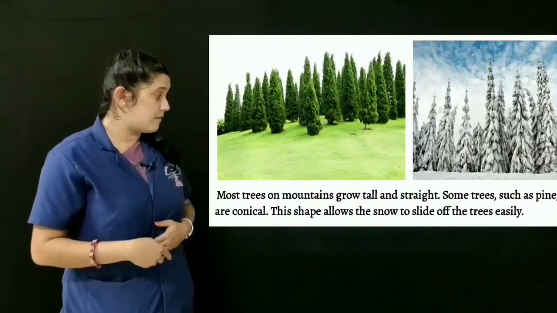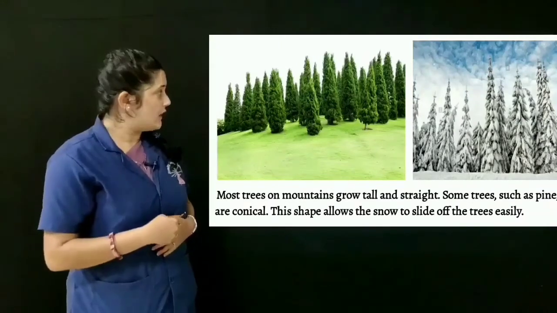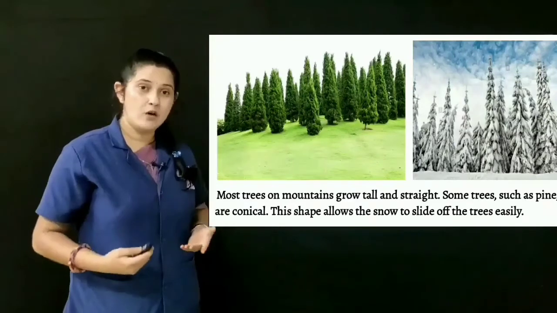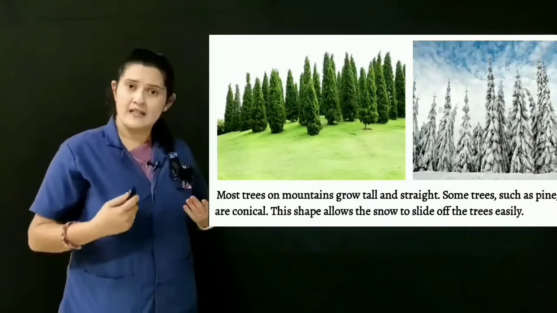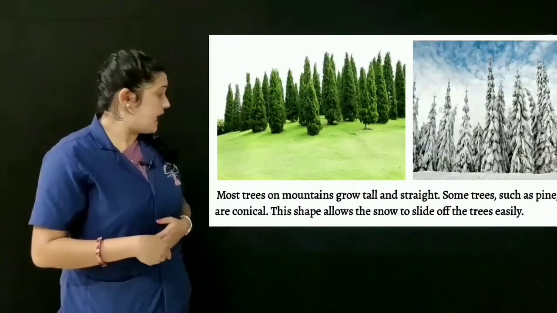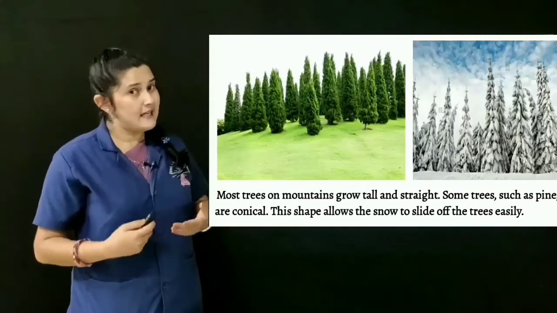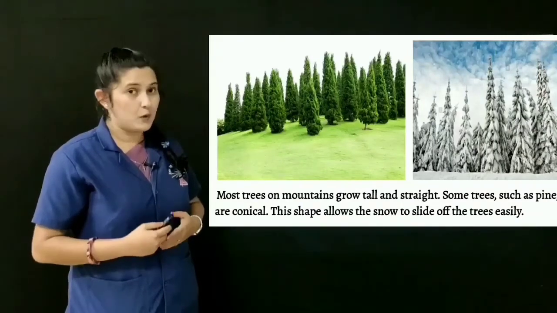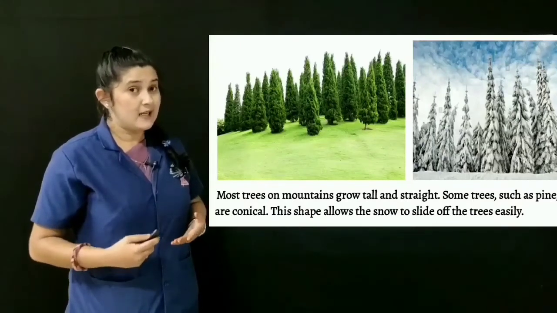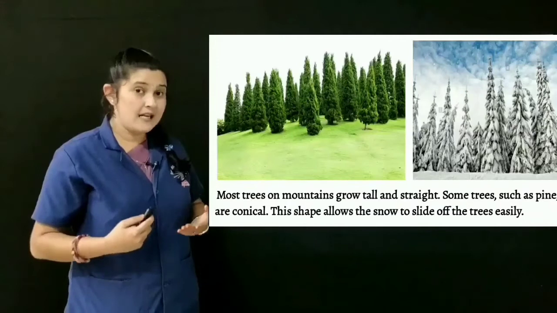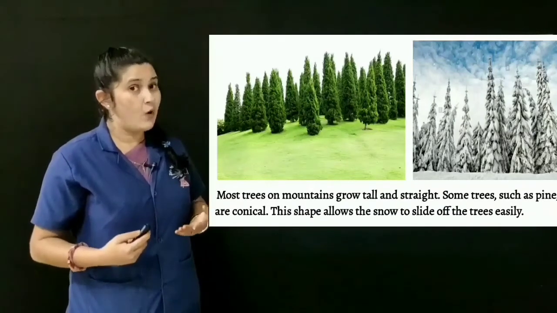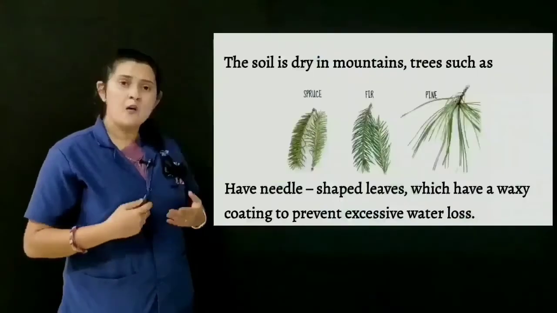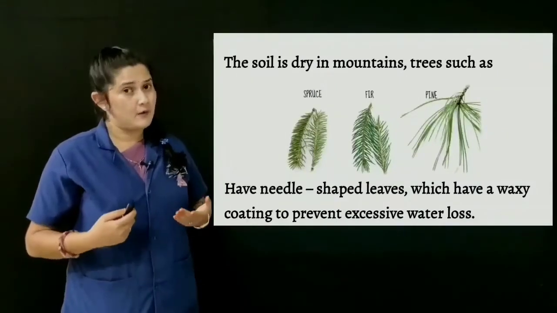Some trees such as pine are conical. You can see the shape of these trees. They are in conical shape. Why are they in conical shape? This shape allows the snow to slide off the trees easily. Here you can see the snow is covered on the trees. It is in conical shape because it helps to slide off the snow when it has fallen on the branches of the tree.